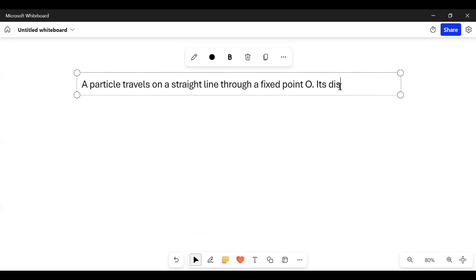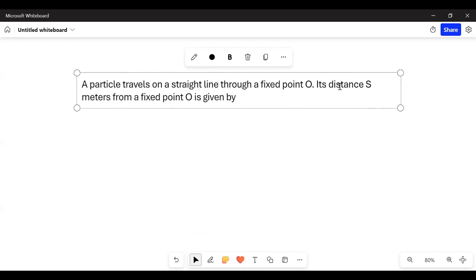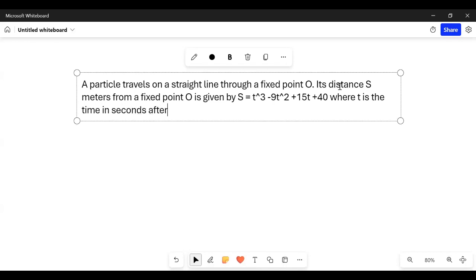Its distance s meters from a fixed point O is given by s equals t cubed minus 9t squared plus 15t plus 40, where t is the time in seconds after the motion begins.